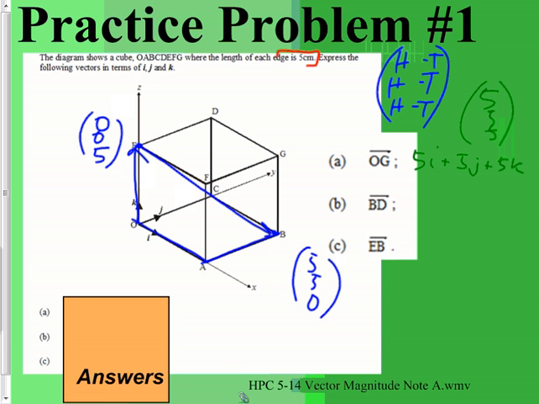Then when you subtract, which one do you always do first? Head. Head minus tail. So 5 minus 0 is 5. This 5 minus this 0 is 5. And then 0 minus 5 is negative 5. There's your answer for EB: 5, 5, negative 5. Or if you wanted to write it out as a position vector, it'd be 5i plus 5j minus 5k.